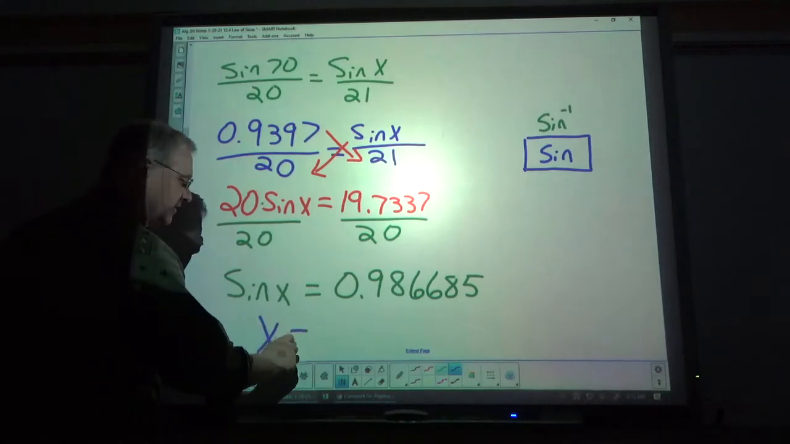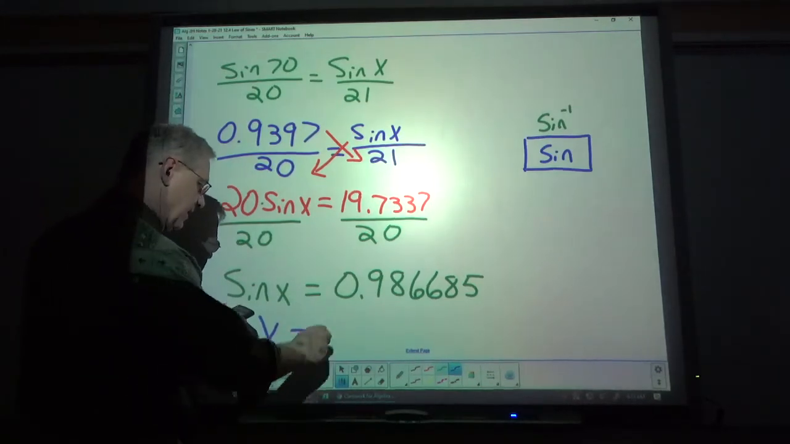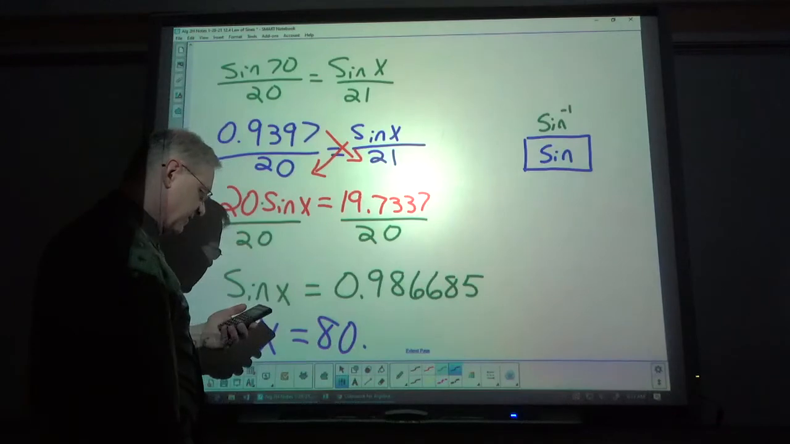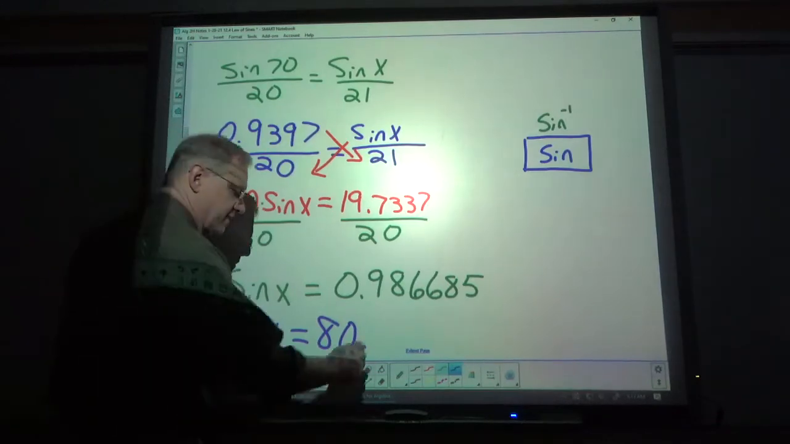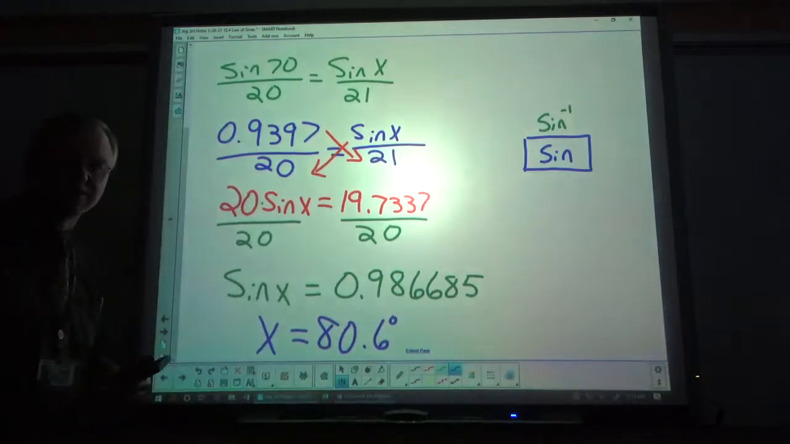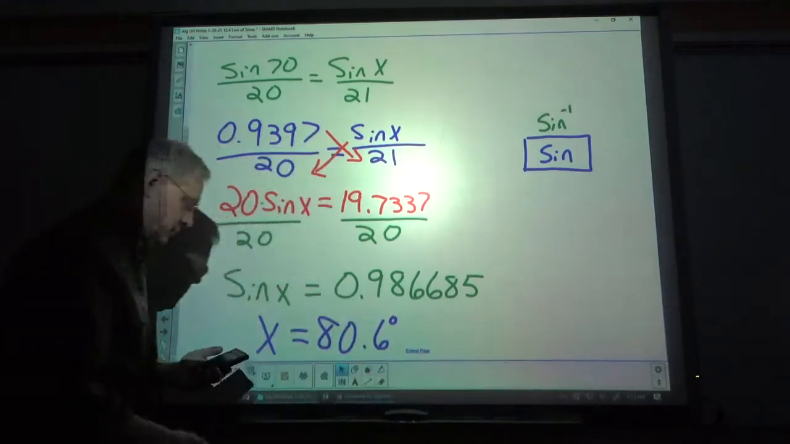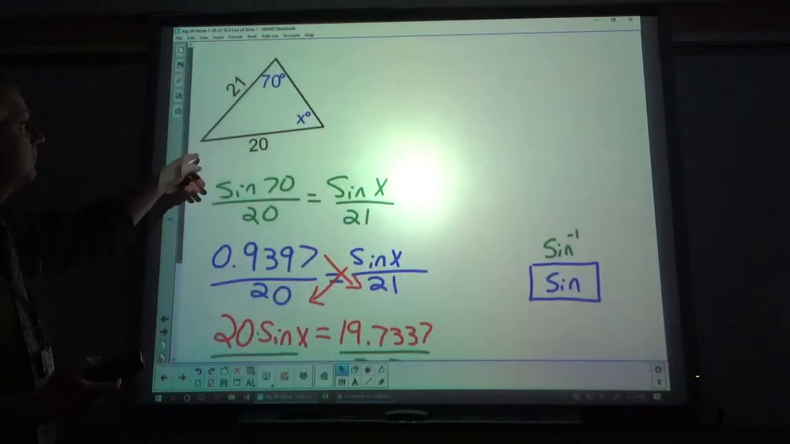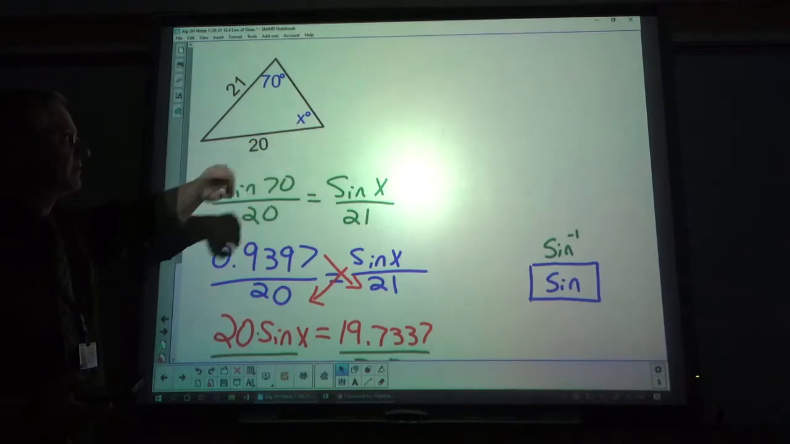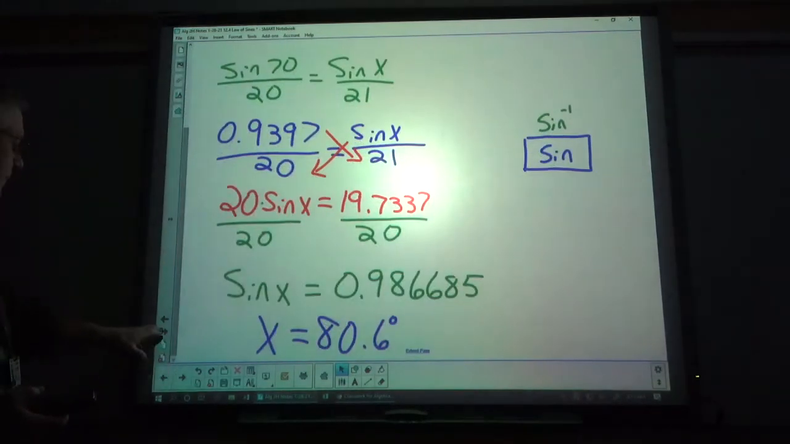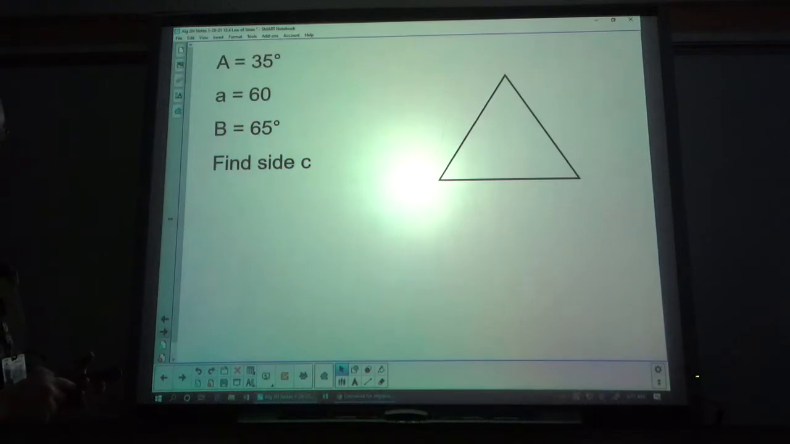So x equals 80.639606, 1 decimal place for angles. 80.6 is my answer for the angle that we started with. All right, so back up here, that angle is 80.6. Here's another example for you to give a try to. Just find side C. Go ahead, and then I'll do it myself.